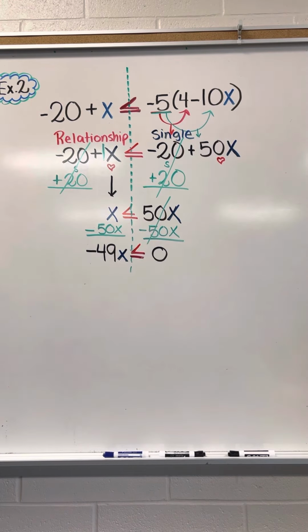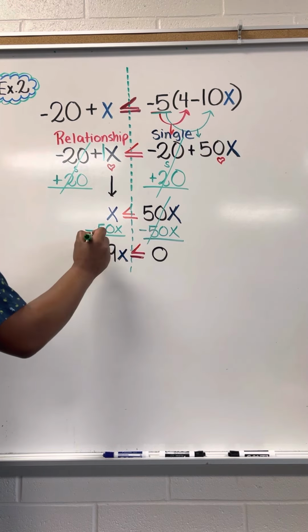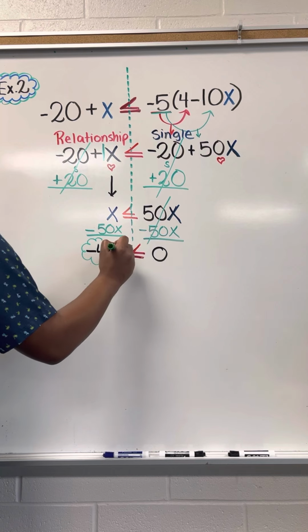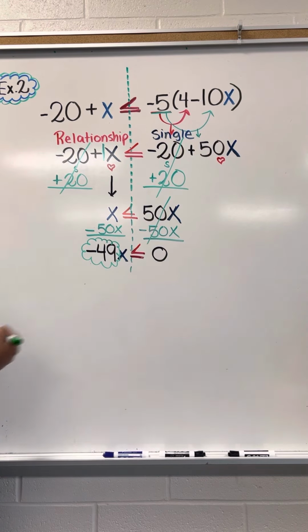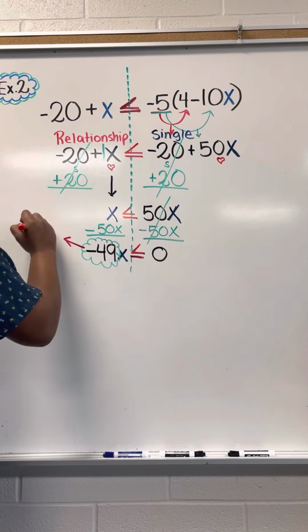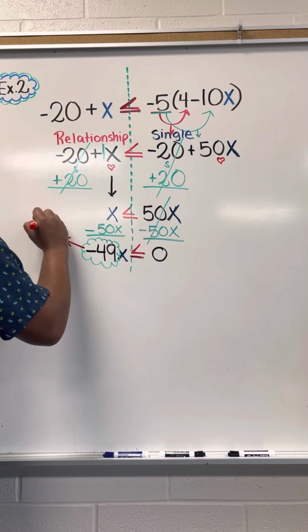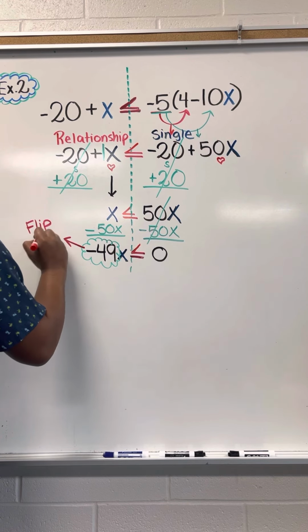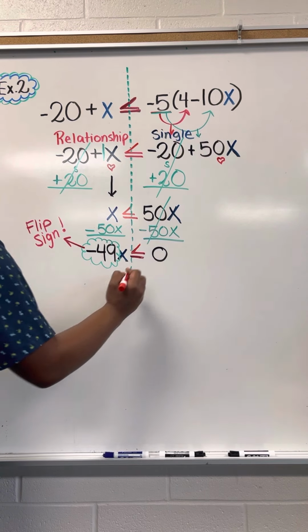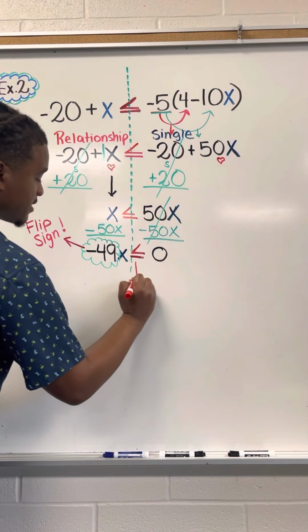So now, ladies and gentlemen, if you notice, there's a negative coefficient that's in a relationship with the variable, or in this case, x. So since the coefficient is negative, we have to do this one thing, which is flip the inequality sign. Flip the inequality sign. That is very, very important. So now let's flip this sign.